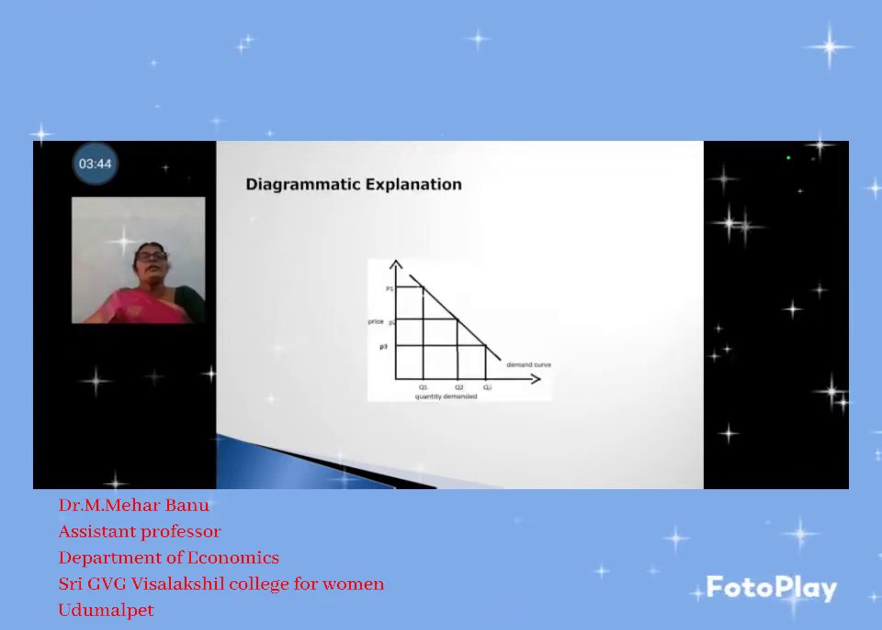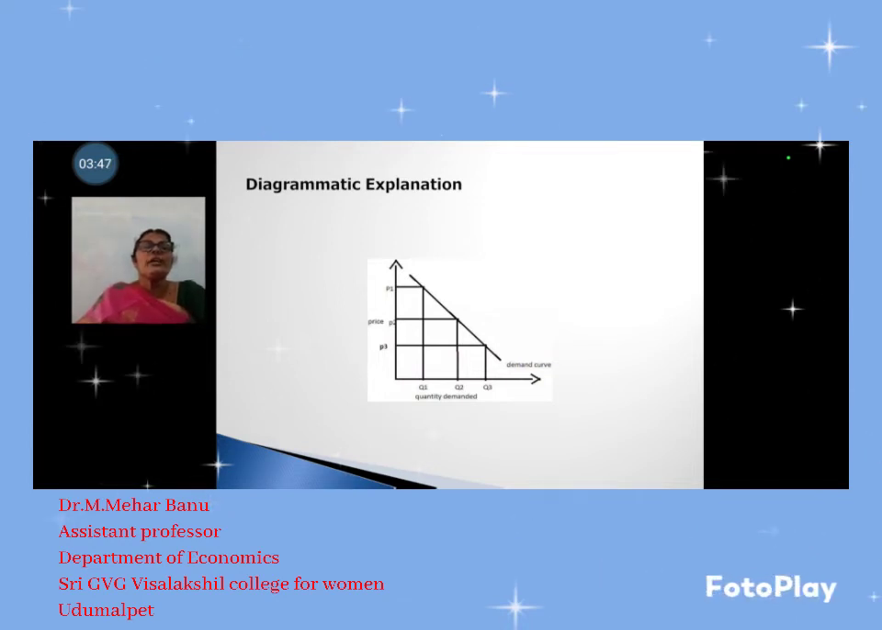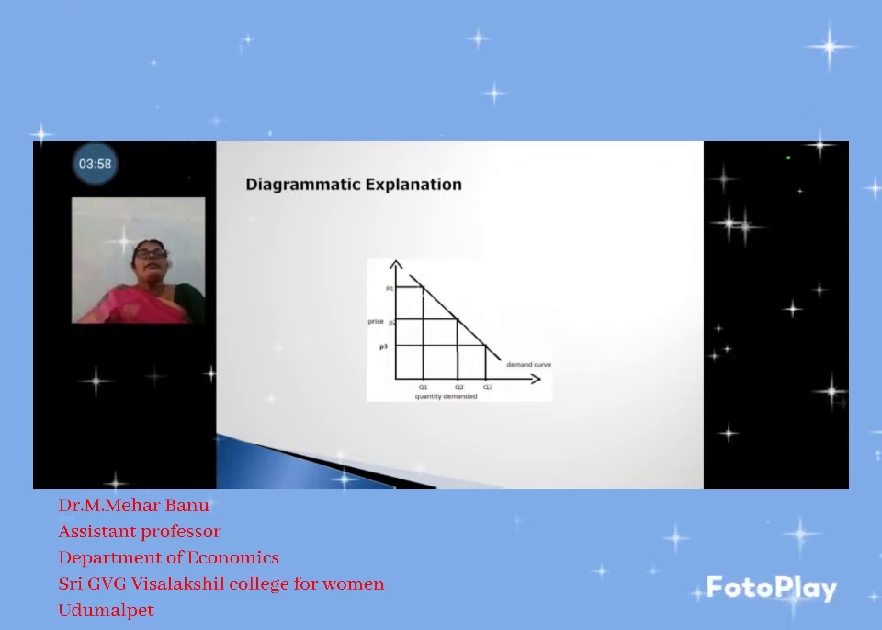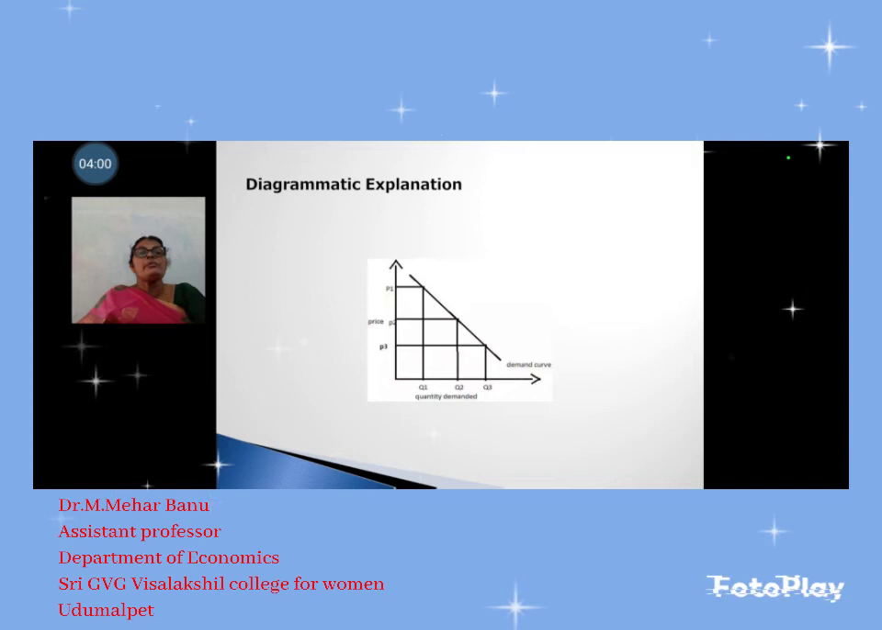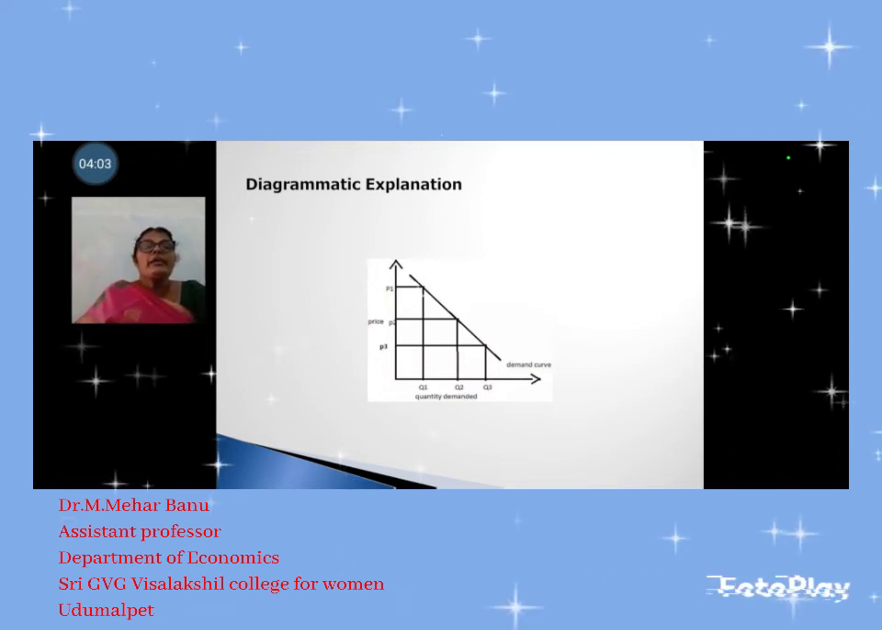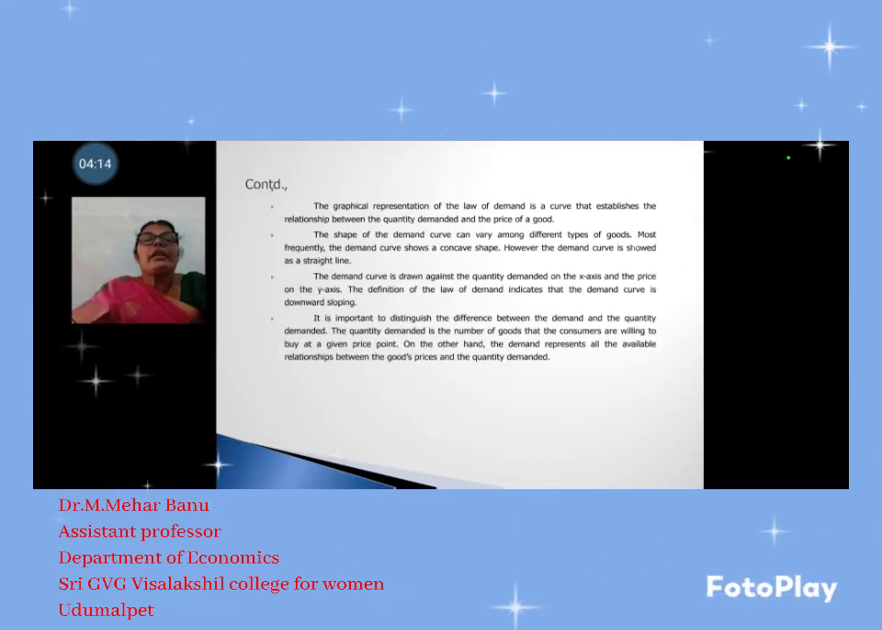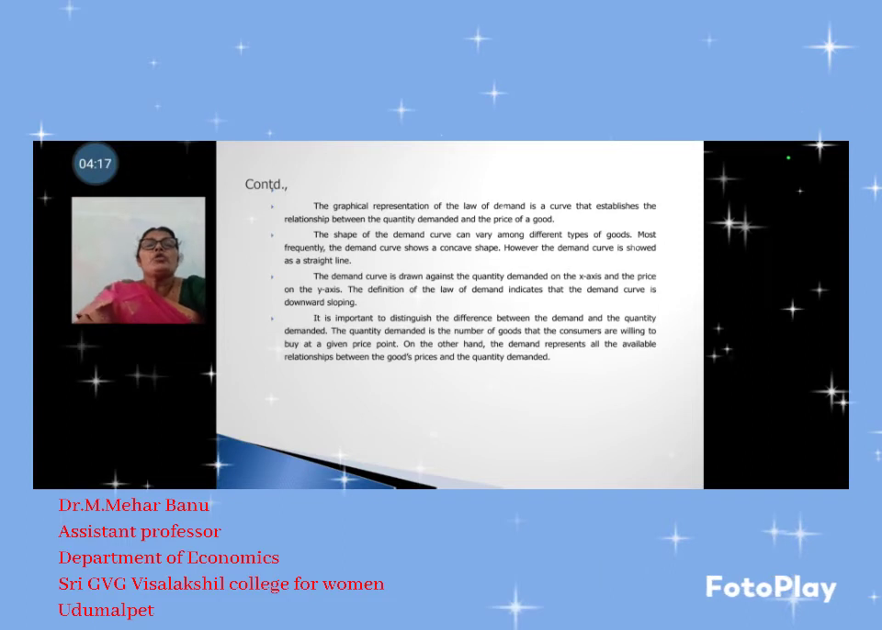Next, we are going to see the diagrammatic explanation of the demand curve. The OY axis represents price and the OX axis, horizontal, represents quantity demanded, and the demand curve always shows an inverse relationship between price and quantity demanded. That is, from left to right it moves downwards. You can see the diagram. Okay. Next we pass on to the graphical representation. Already I told you what the demand curve is. All these are explained in this graph.